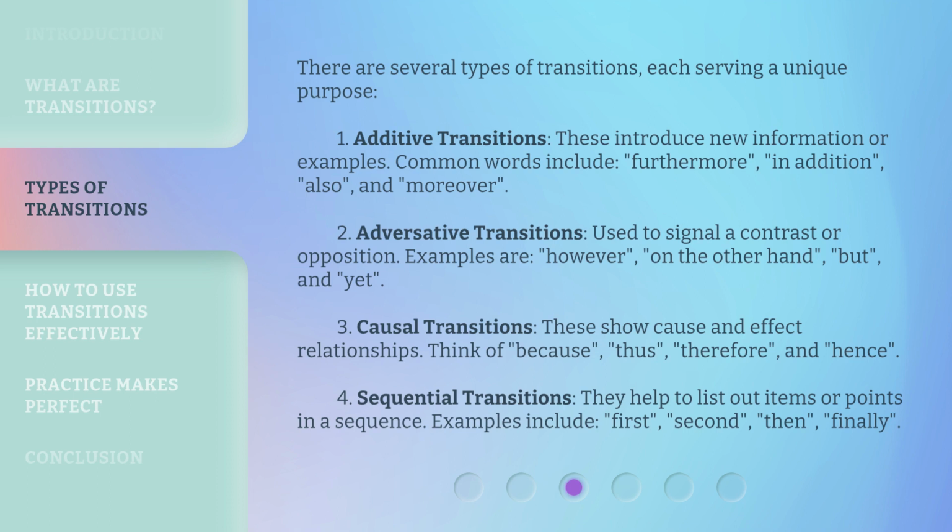3. Causal transitions. These show cause and effect relationships. Think of because, thus, therefore, and hence. 4. Sequential transitions. They help to list out items or points in a sequence. Examples include first, second, then, finally.